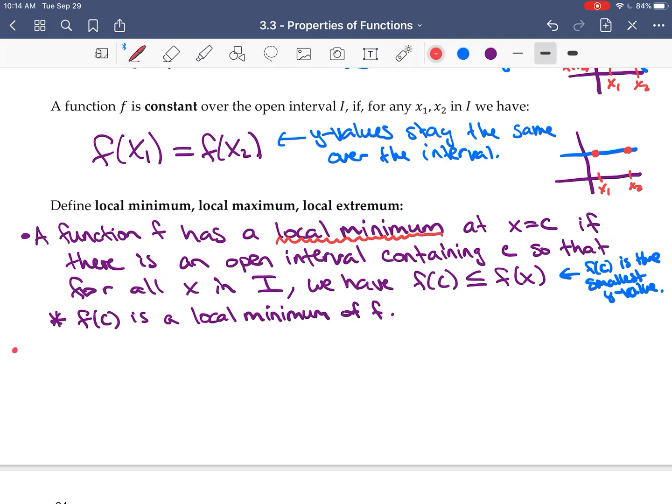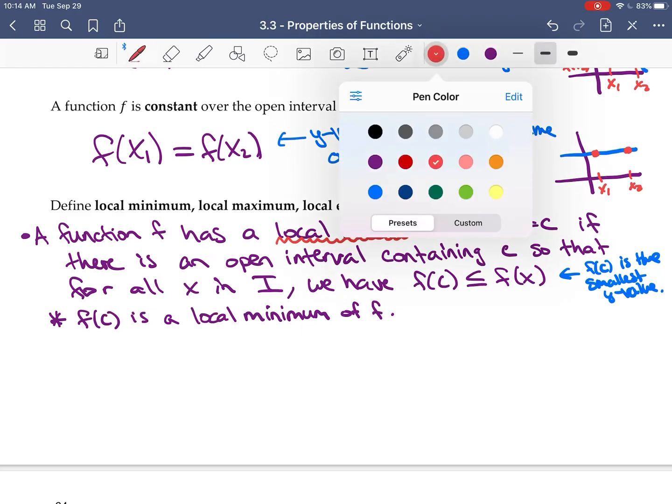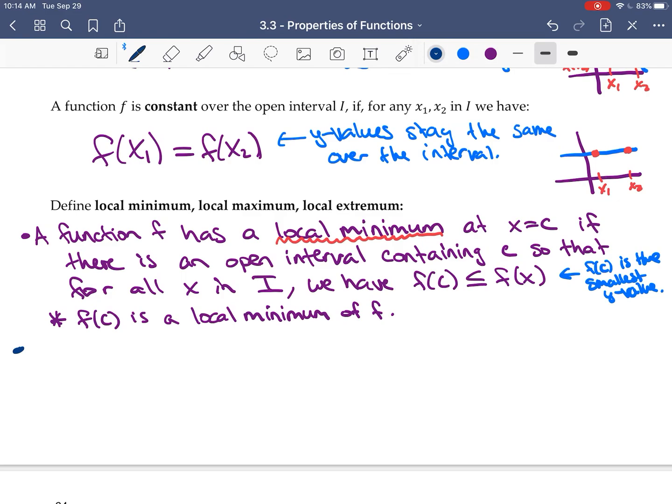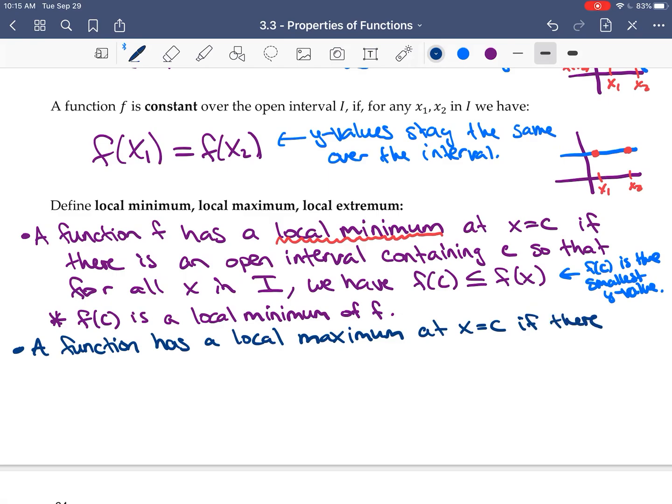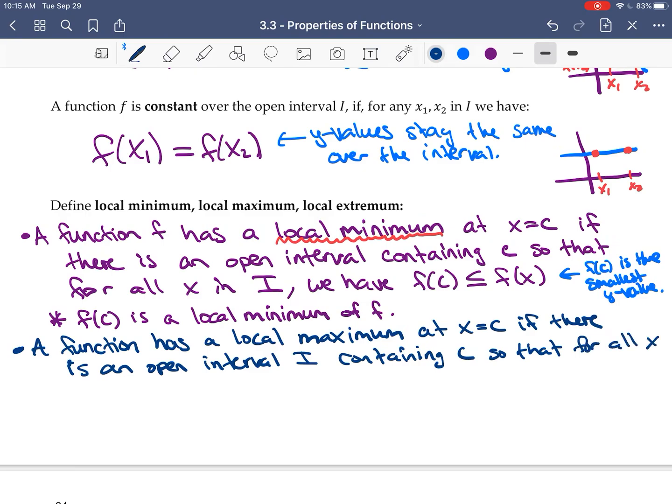Okay, similarly, a function has a local maximum at x equals c if there is an open interval I containing c so that for all x in the interval we have f of x is the one that's smaller. So f of c is the biggest.